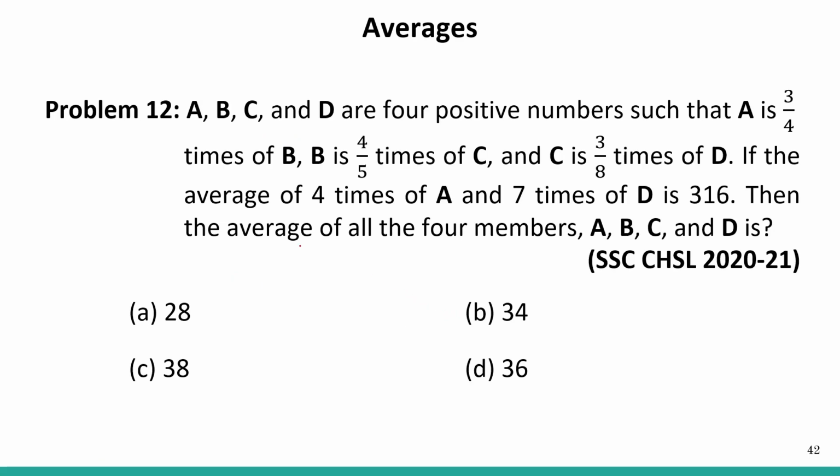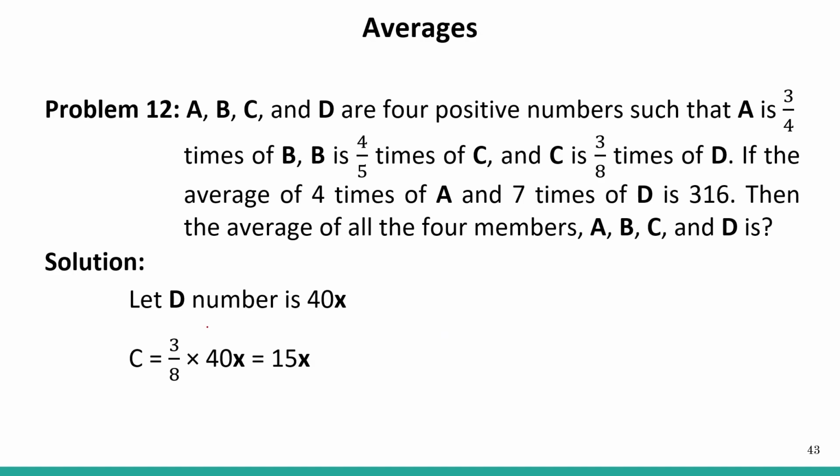Okay. So let's go forward with problem number 12. So A, B, C and D are 4 positive numbers such that A is 3 by 4 times of B, and B is 4 by 5 times of C, and C is 3 by 8 times of D. Then the average of 4 times of A and 7 times of D is equal to 316. Then the average of all the 4 numbers A, B, C and D is what? The question has appeared in SSC CHSL 2020-21 paper. So which among these 4 is actually correct?